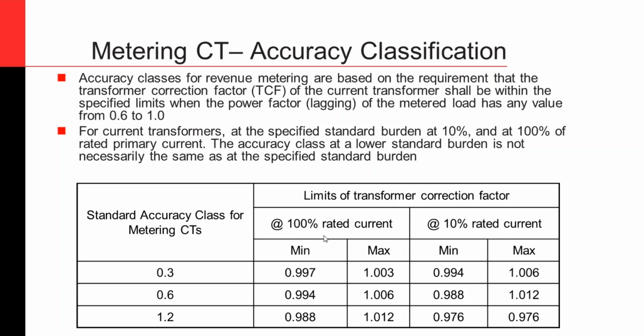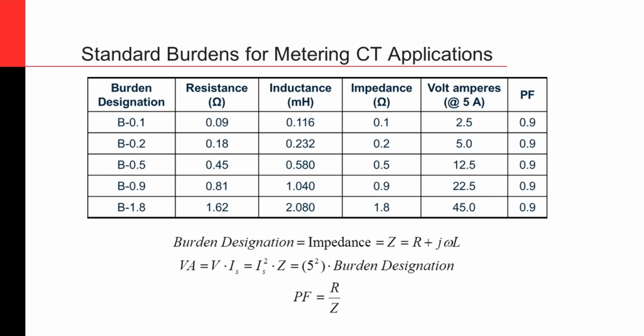For a 0.6 accuracy class, you can say that at 100% rated current, it should be within plus or minus 0.6%, and at 10% rated current, it should be plus or minus 1.2%. The same goes for 1.2: it has to stay within 1.2% at 100% rated current, and within 2.4% at 10% rated current. I know it's very confusing when I talk about percentages in every single sentence.